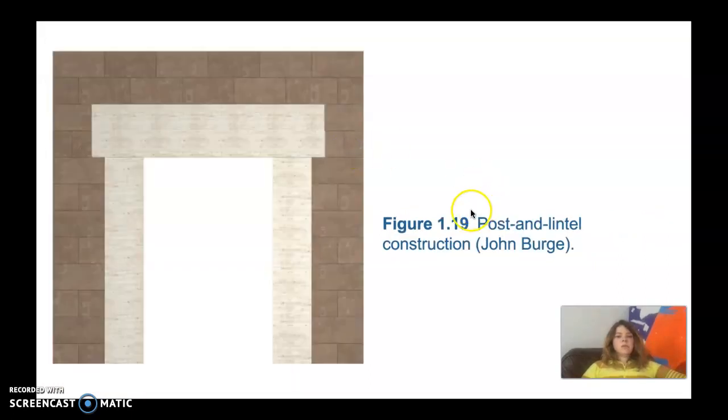Okay, so there's the post and lintel construction. These are the posts. They're upright. And then the horizontal beam is called the lintel. And that's how you make a doorway or any kind of passageway back in the day, back in Neolithic times.